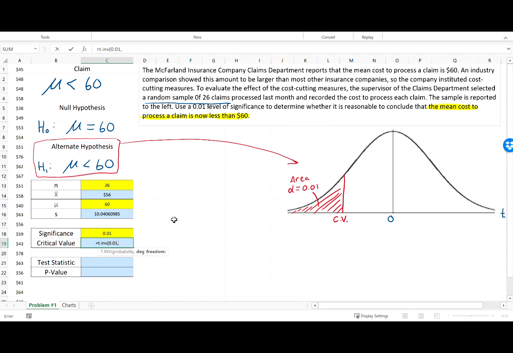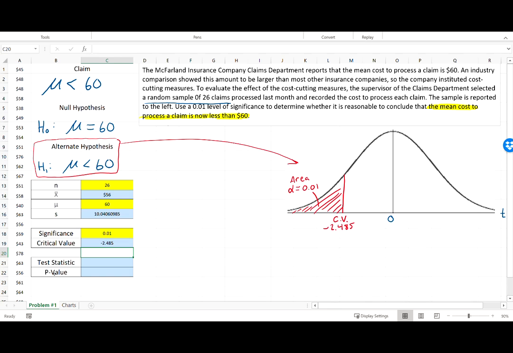And we need the degrees of freedom. So in this case, the degrees of freedom is equal to n minus 1. So equal n minus 1. So in this case, 25 degrees of freedom. Okay, so now we have our critical value. That's the negative 2.485. Now we move on to the test statistic, or the p-value. In this case, we're going to do both.